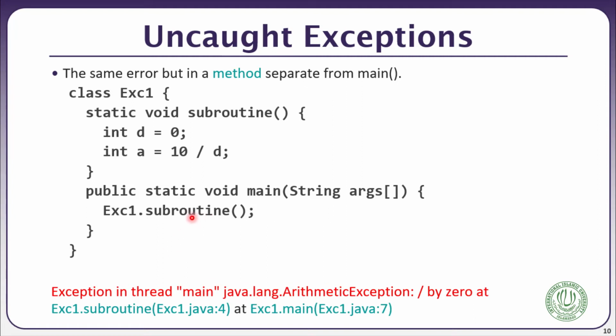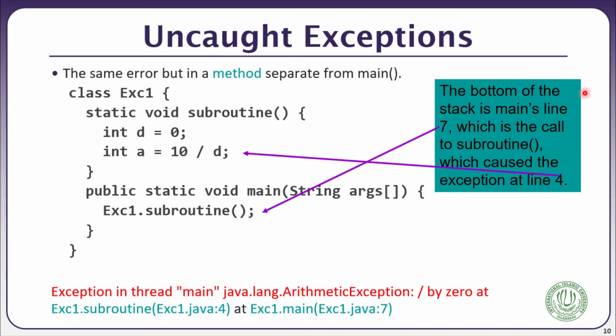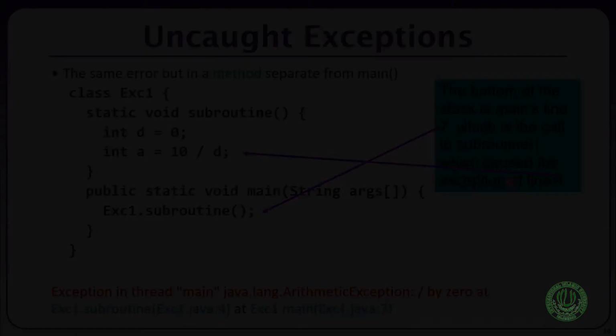Just because the exception that has actually originated is not in the main function, rather it is in a function that we are calling from within the main function. So you can notice that it mentions the address or location of the subroutine 1, and then it tells that this has actually been called from the main function at line number 7. So the bottom of the stack is the main's line 7, which is the call to subroutine, which caused the exception at line number 4.